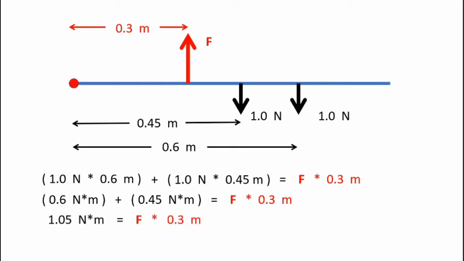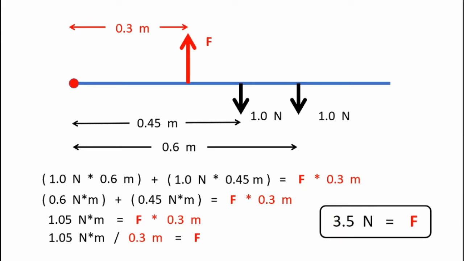I can add those together, so it's 1.05 Newton meters is equal to F times 0.3 meters. Once again, apply a little bit of algebra. We get 1.05 Newton meters divided by 0.3 meters is equal to the force generated by the scale to keep the system static. If we run through that math, we'll see that the force F in the upward direction is 3.5 newtons. So let's go to the test setup and see if this bears out.